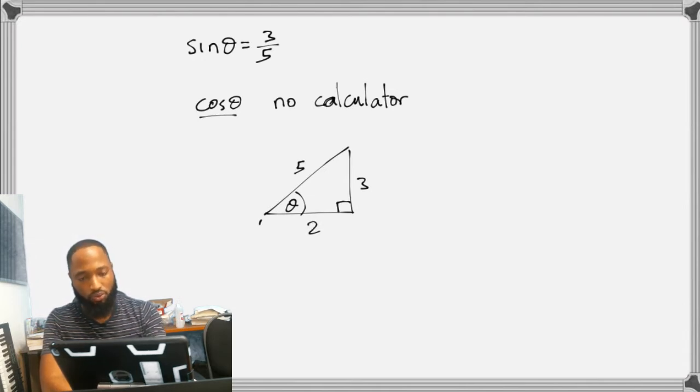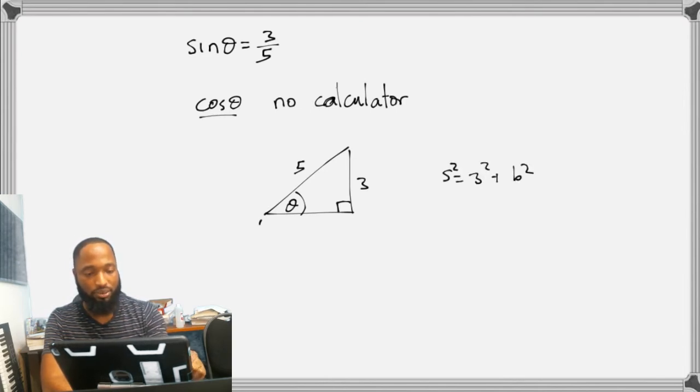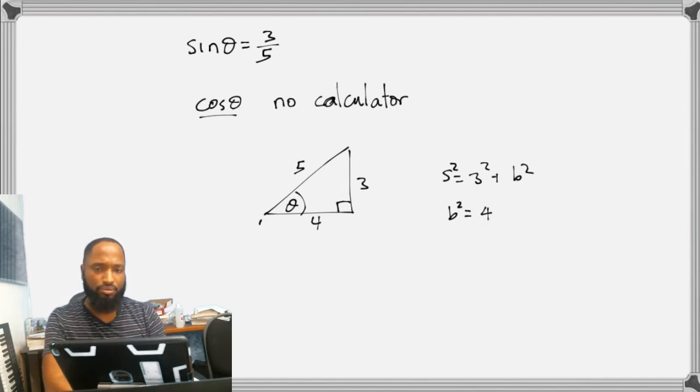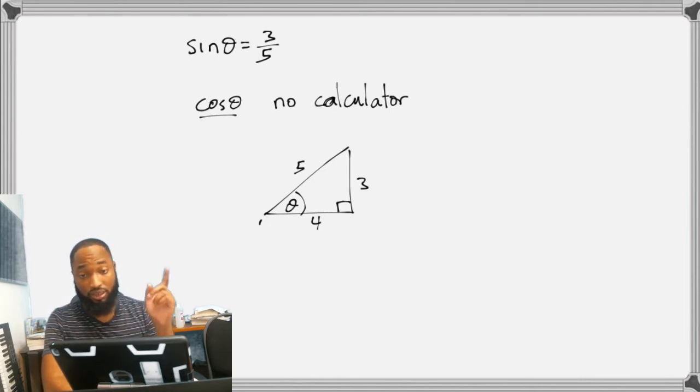Now don't go and put 2 or 3 or 4 or whatever. You need to actually find it. So 5 squared is supposed to be equal to 3 squared plus the missing link. Let me call that b squared. You'll discover that b squared will be equal to 25 take away 9, which is 16. Or a 3, 4, 5 triangle, so put the 4 there. So b squared is equal to 16, so the square root of 16 is 4.